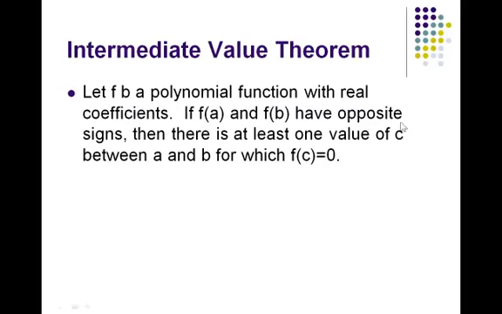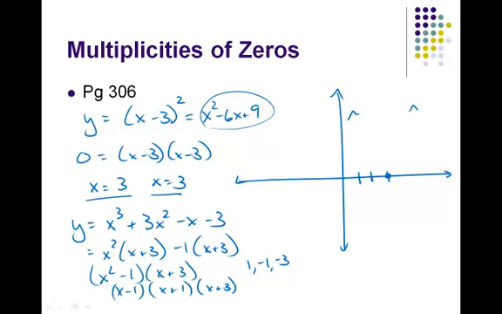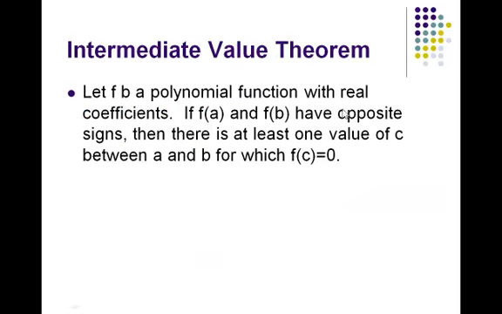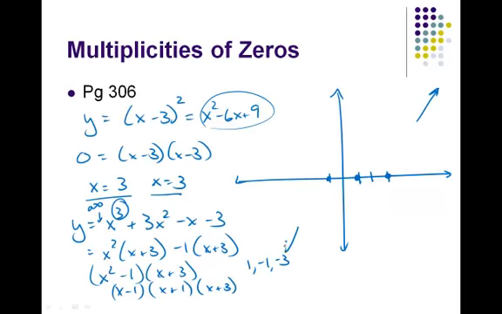Let's look at this on a piece of graph paper here. So I've got positive 3, positive 1, and negative 1. This is a cubic function with a positive a value, so it should go up on the right and down on the left. So I'm going to go through this 0, through this 0, and through this 0.